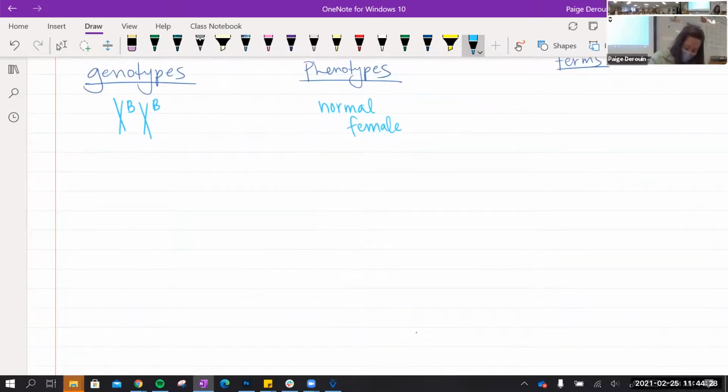Next, you could be X capital B, X little b. Again, this will be a female. What will be her vision? Normal, because this is just a normal dominant situation. So the normal vision, capital B, overpowers the small b. But we have a special word for her. Does anyone know what it is? Carrier. Good. So this is a carrier female. And I'm just going to put in parentheses normal, because she will be normal. She'll have completely normal vision. But she carries the small b, which is important to note.